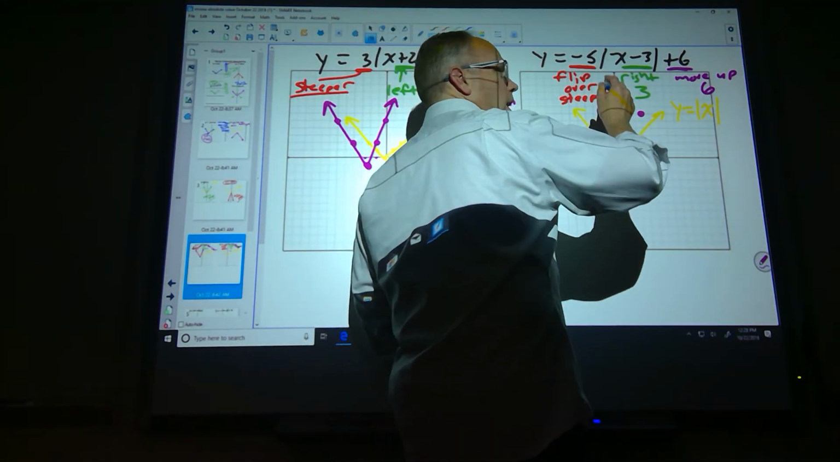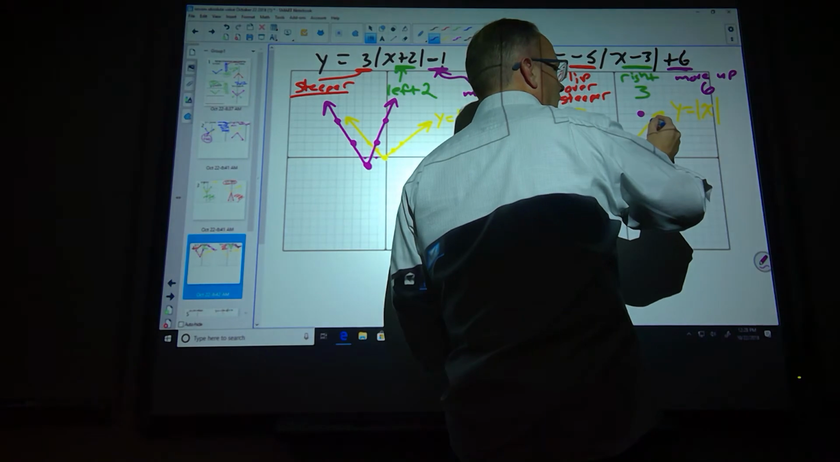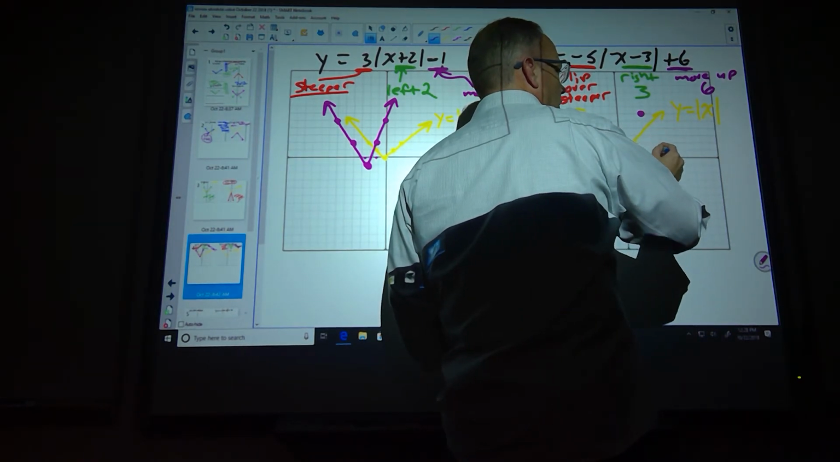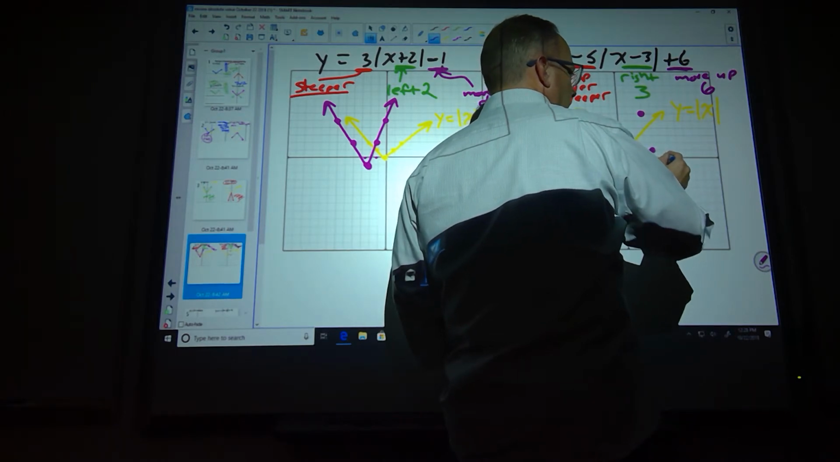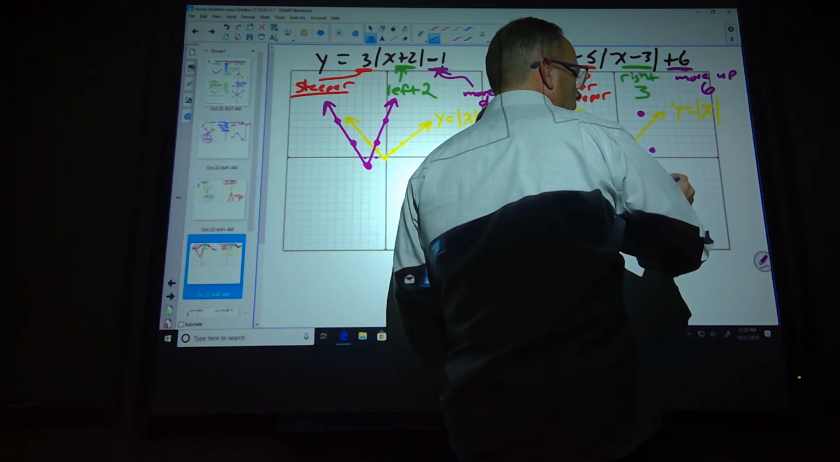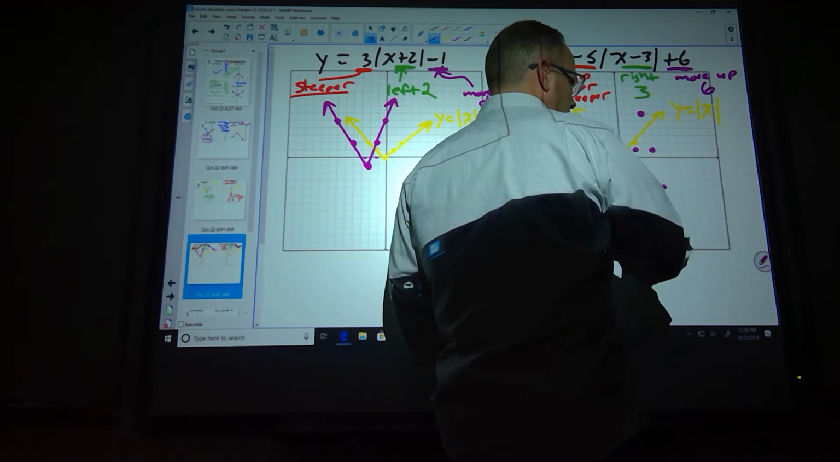Now it's going to open at a rate going down. So I'm going to go right 1, down 5. And left 1, down 5. Then I can go right 1, down 5 more. And left 1, down 5 more.